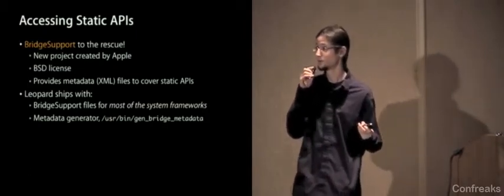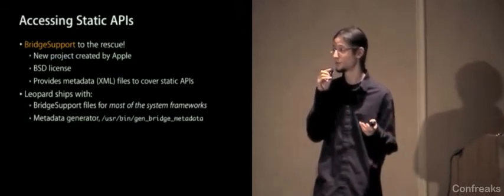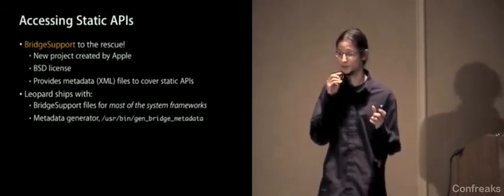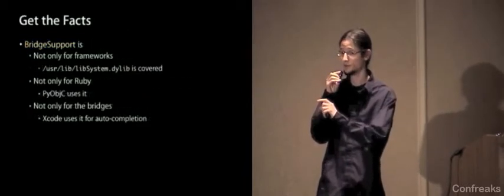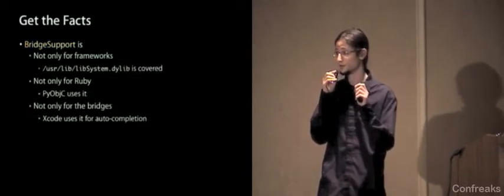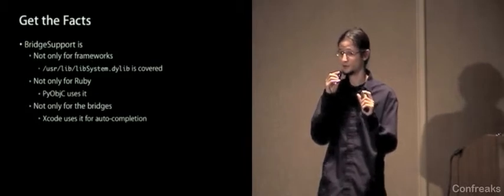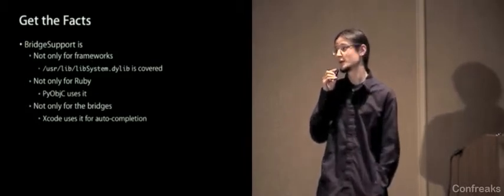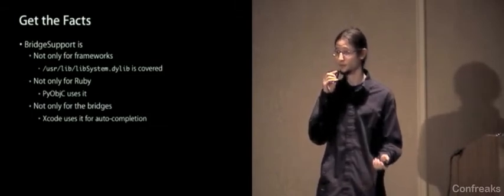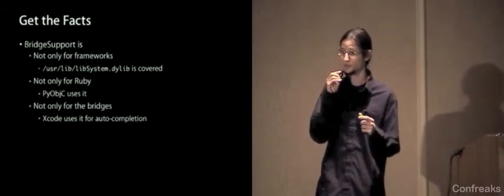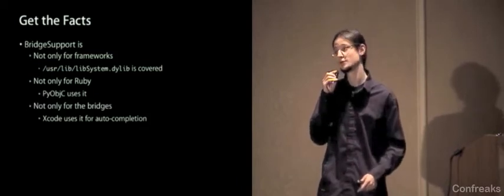So a few facts about Bridge Support. It's not only for frameworks. You can reach standalone C libraries. For example, the libSystem dylib is covered by Bridge Support. We can use some of the C libc functions in Ruby. It's not only for Ruby. It's completely language agnostic. And PyObjC, which is the Python bridge, is also using it.